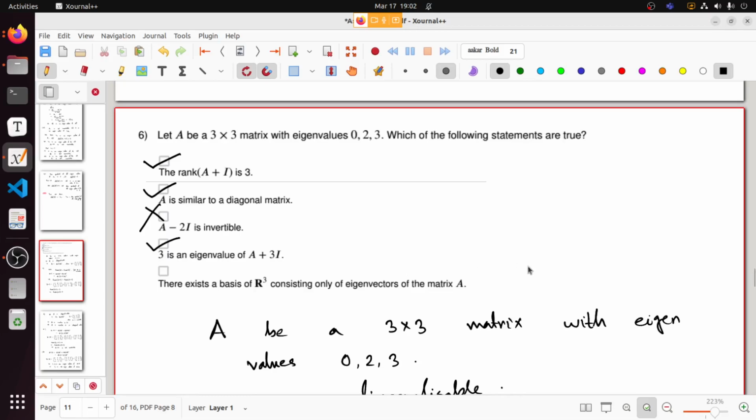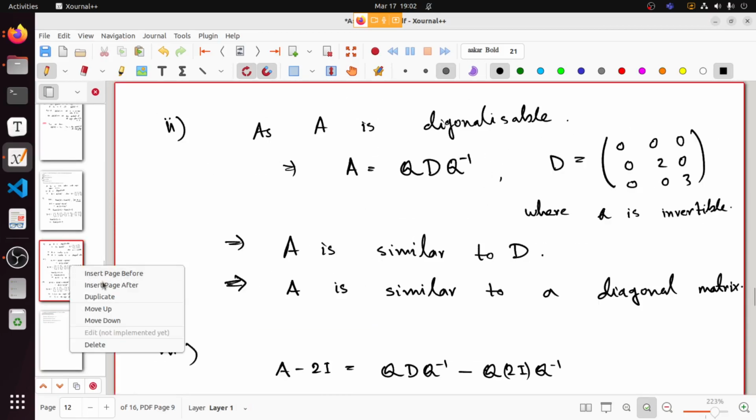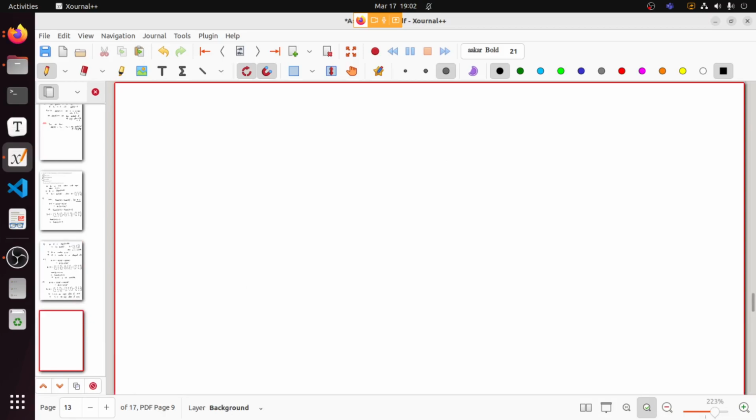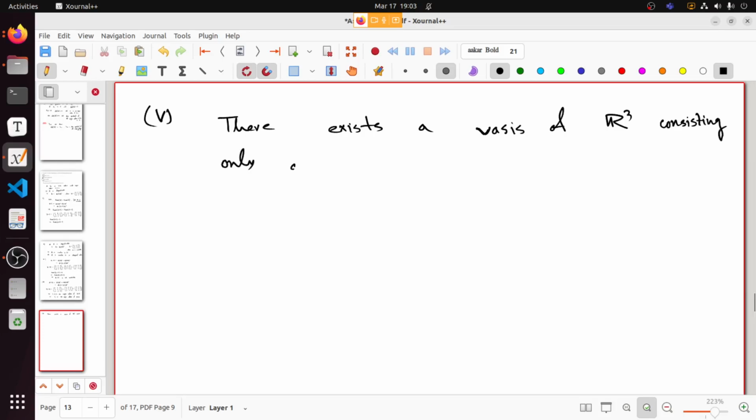Okay. So what is the next option? There exists a basis of R3 consisting only of eigenvectors of the matrix A, right? So what it is saying in option number 5 is that R3 has a basis where the basis vectors are the eigenvectors of the matrix A.